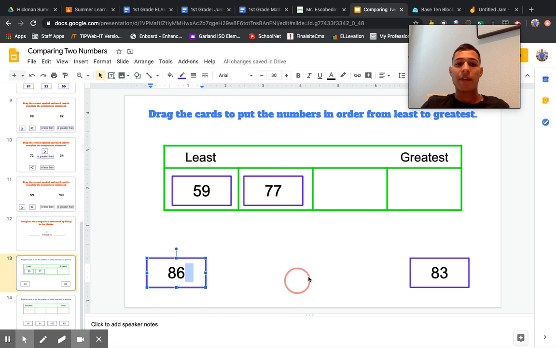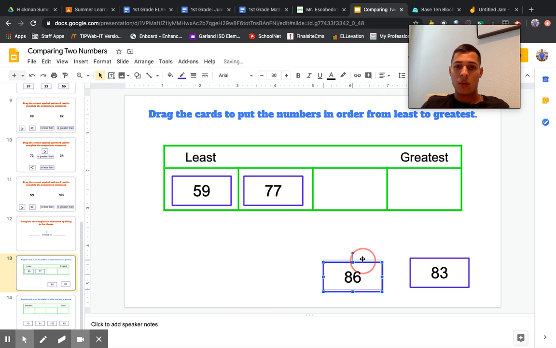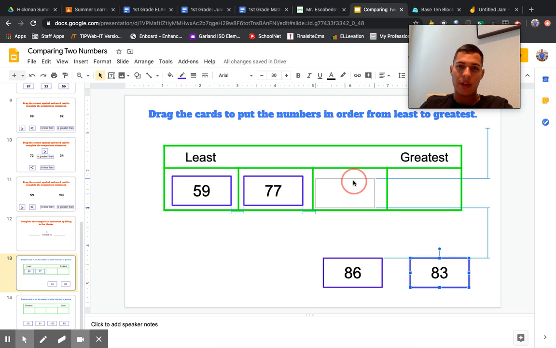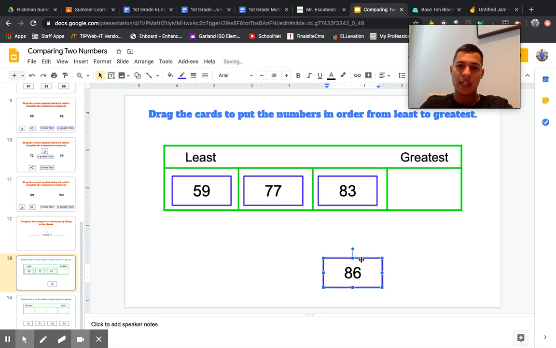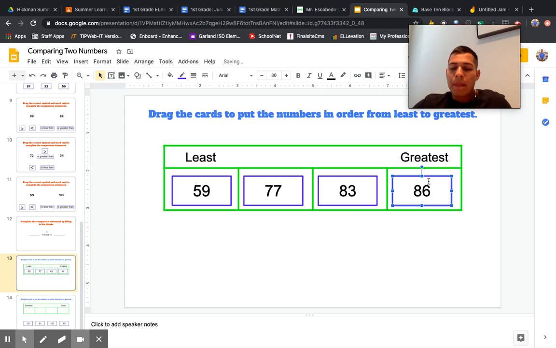We got 2 left, 86 and 83, right? What comes first? When we're counting, we already know we count 83 before we count 86. So we're going to grab 83, place it here. 86 is bigger. It's the greatest number out of these 4. Boom, in the box. So look, from least, our smallest number, to our greatest number. Least to greatest.